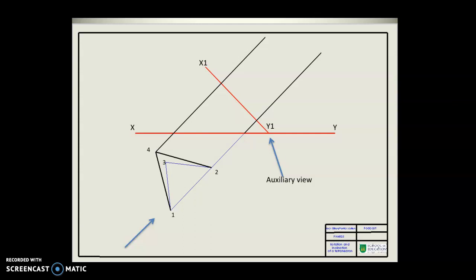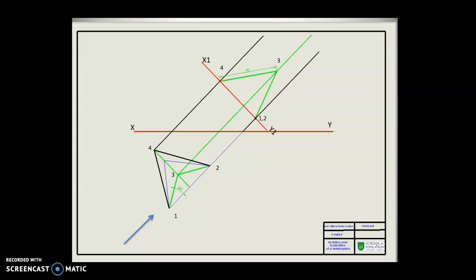Next, we must draw the x1, y1 line for the auxiliary view. It must be perpendicular to edge 1, 2. We will now get a point view of 1, 2. Next, we must locate the apex of the tetrahedron in plan. We know it must be in the center of the plan of triangle 1, 2, 4. We find the center by bisecting 2 internal angles of triangle 1, 2, 4. Where they intersect is the apex in plan.